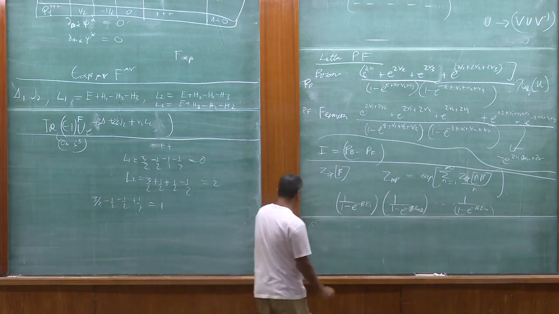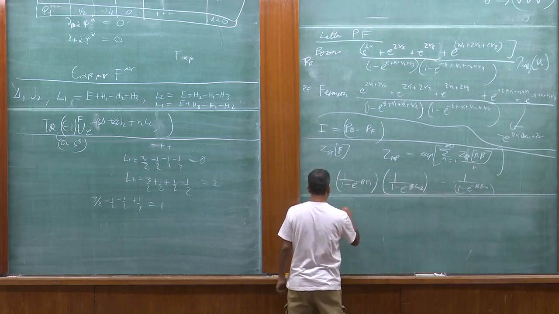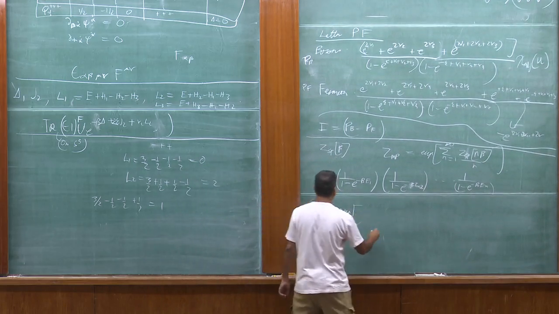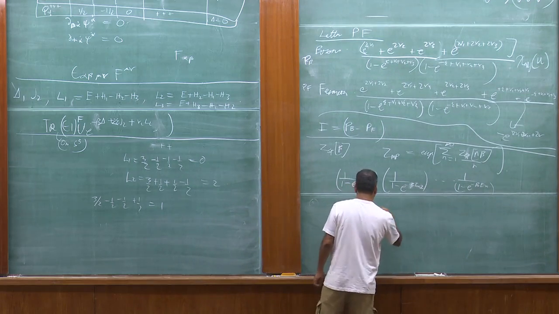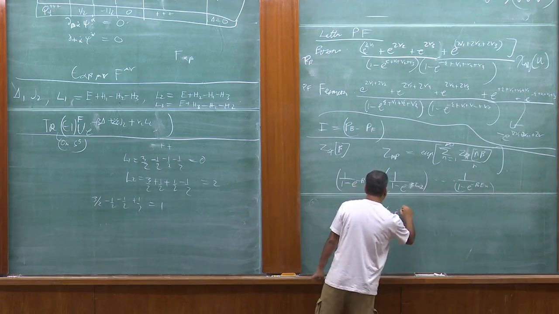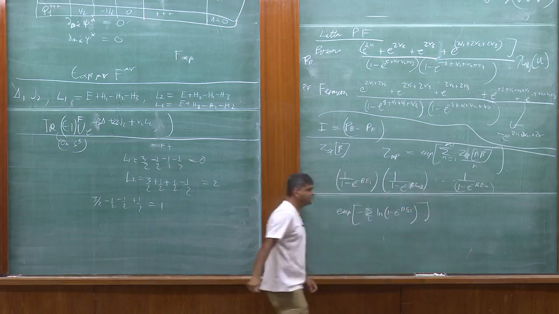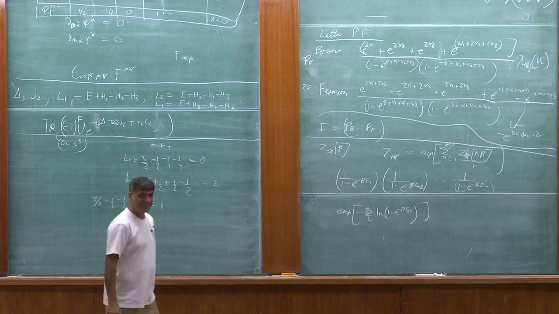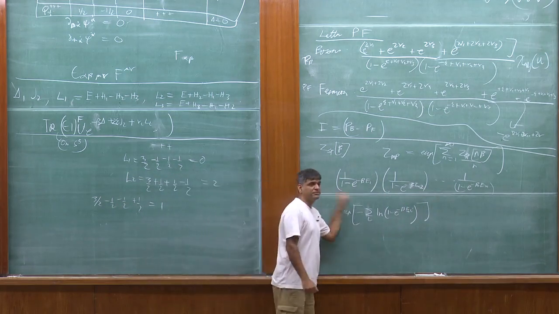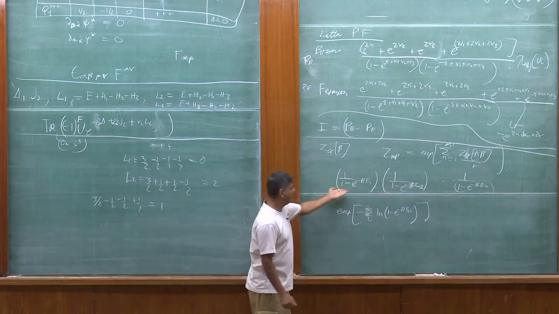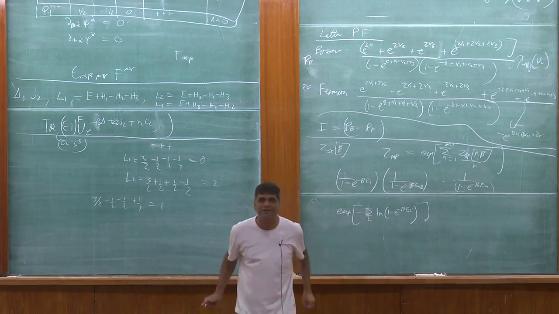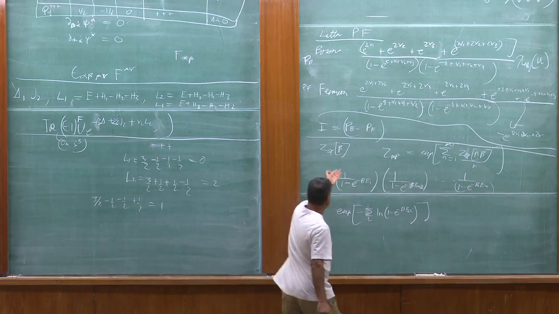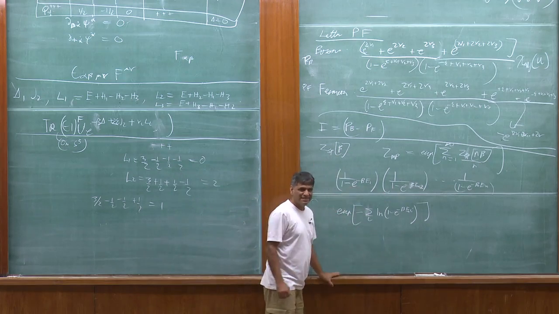So now I write this as exponential of minus sum over i of log of 1 minus e to the power minus beta Ei, where i labels the spectrum of single particle states. All I've done is take the log and put it in the exponent. Minus because it was 1 over. This is clear?